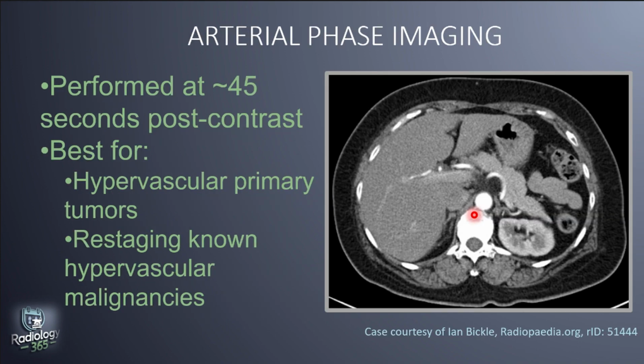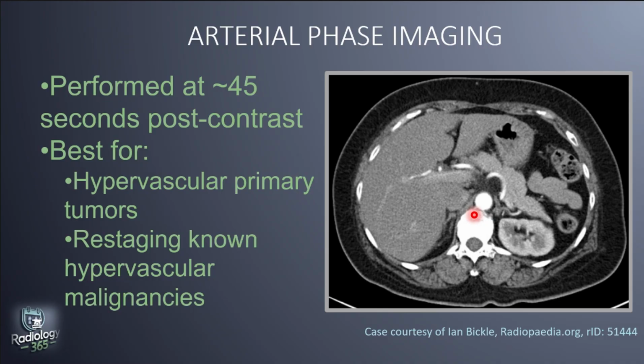The liver has dual supply, the portal vein and the hepatic artery. We already mentioned the liver takes majority of its blood supply from the portal vein. However, hypervascular lesions like hepatocellular carcinoma or neuroendocrine tumors that are supplied by the hepatic artery are best seen in the late arterial phase. That's around 45 seconds post-contrast injection. If a patient has a known hypervascular primary malignancy, including this phase can improve sensitivity for detecting metastasis.